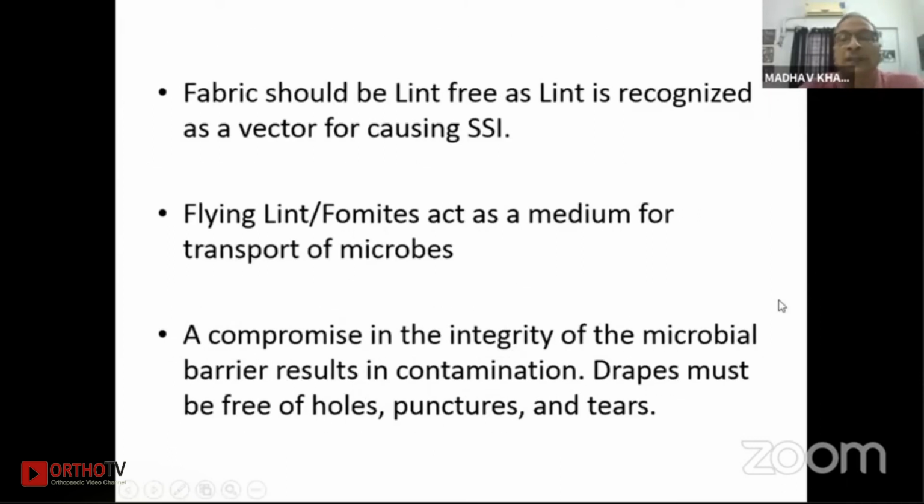Fabric should be lint free, as lint is recognized as a vector for causing surgical site infection. Flying lint or fomites act as a medium for transport of microbes. A compromise in the integrity of the microbial barrier results in contamination. Drapes must be free of holes, punctures, and tears.